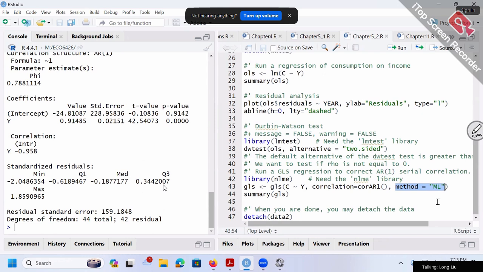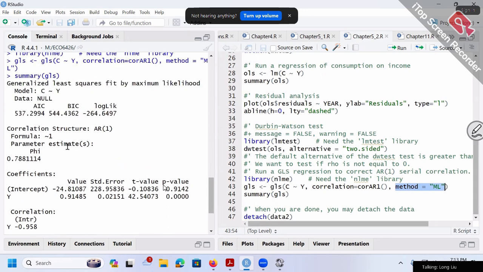There's more than one option available. The textbook uses the maximum likelihood estimator for our rho hat. Here we are trying to replicate the textbook example. That's why we specify double quotes ML. There are also other methods available, but anyway, we try to replicate the textbook example. So let's check out the result here.